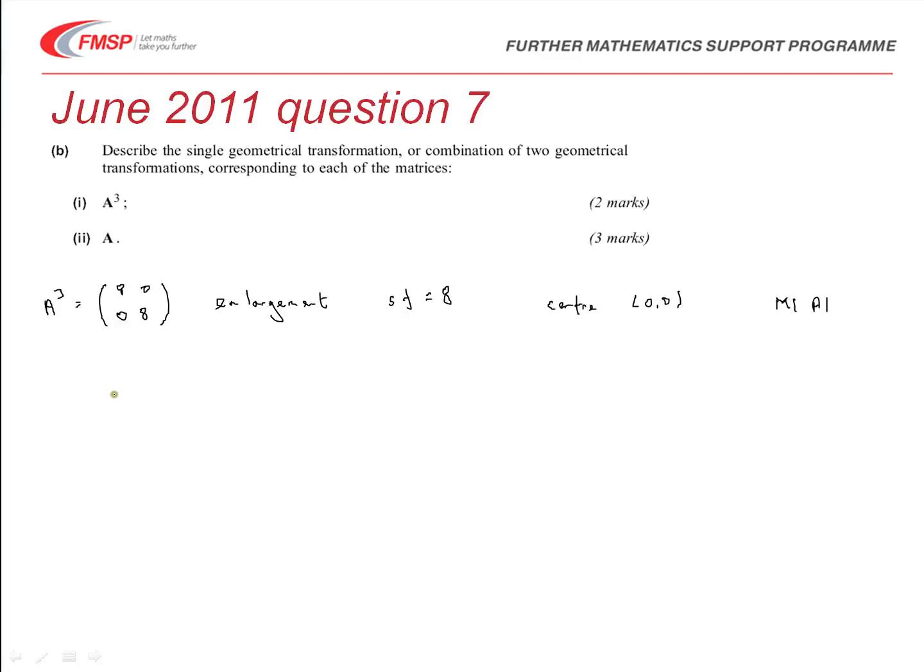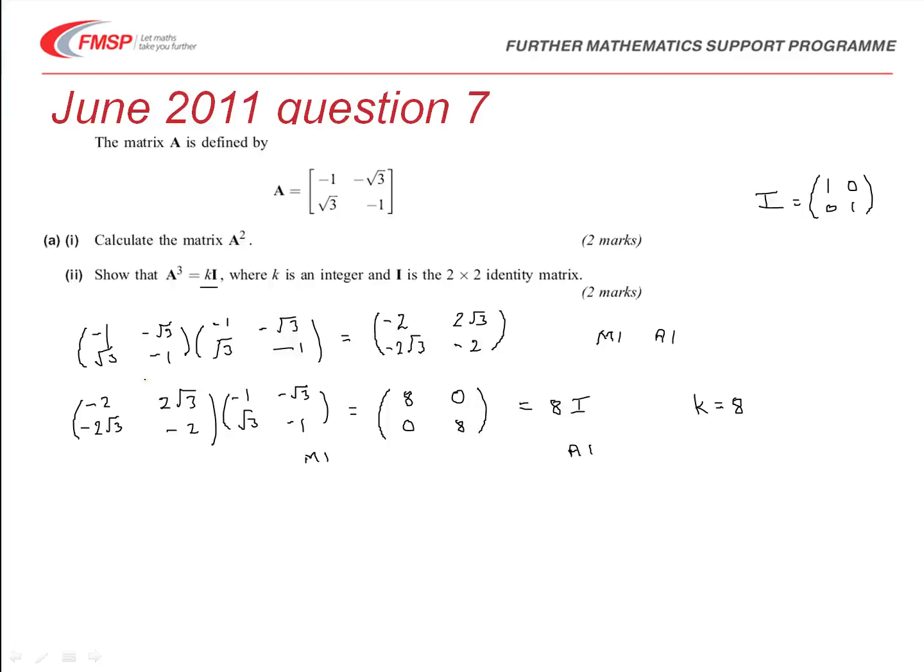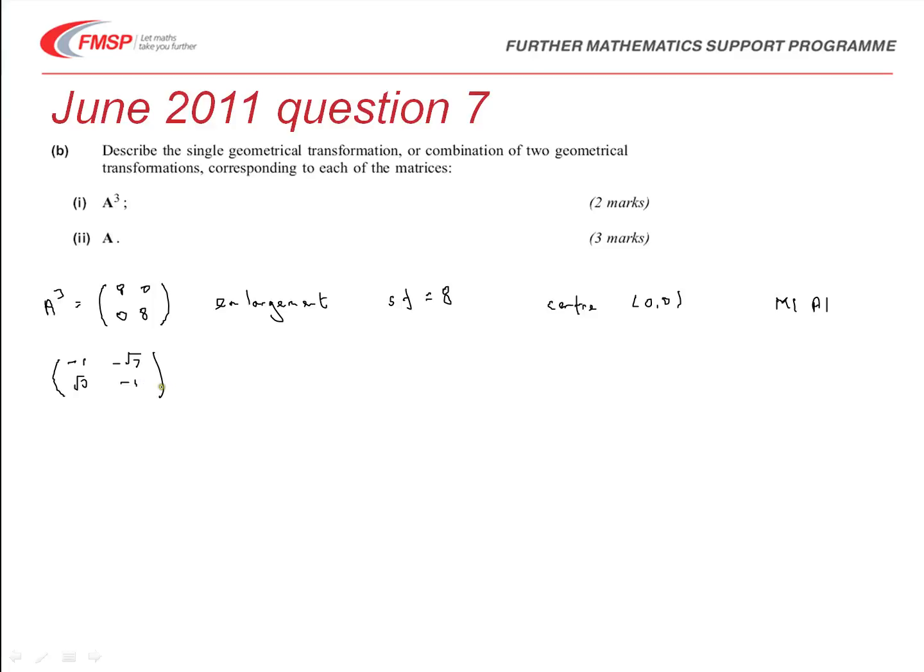Part 2, we've got to say what A does. Now, A is the matrix -1, root 3, minus root 3, minus 1. At least I think it was. I'll just go back and look. Yeah, that was the matrix.